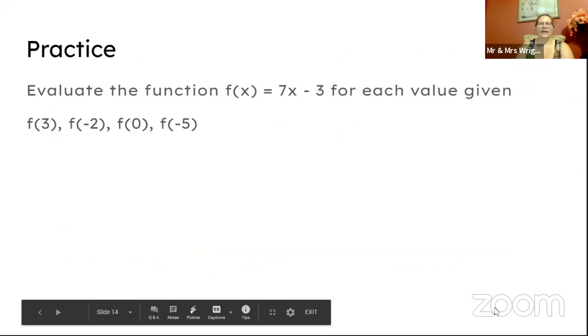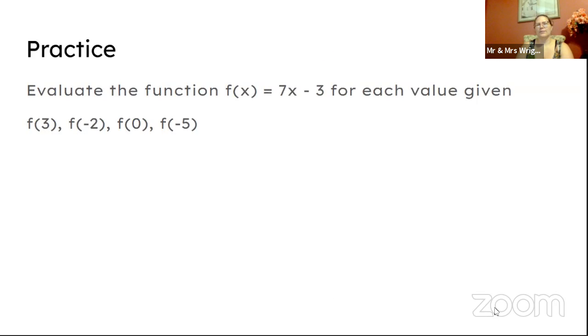All right, evaluate the function f of x is 7x minus 3 for each given value. Now I know you already know how to do this, so I want you to pause the video, substitute each number here for the input where the x is, and give me the correct output. And pause it when you're ready to review.